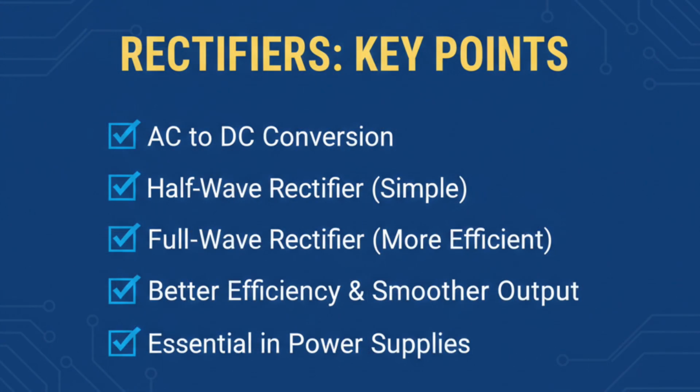So friends, today we learned that a rectifier converts AC to DC. A half-wave rectifier uses only one half cycle. A full-wave rectifier uses both halves and gives better output. That is why the full-wave rectifier is preferred in practical circuits.